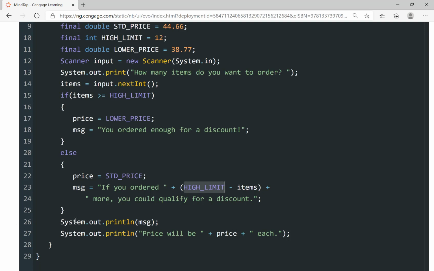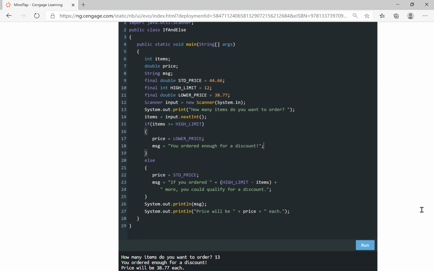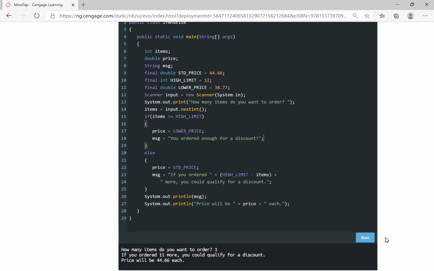And then 26, after we complete this else, it just continues on with the rest of the program. Line 26, it prints the message. It's either going to print this one or this one. It's either greater than or equal to 12 or not. So it's going to print one of the two messages, and the price will be and tell what the price came out to be. So let's run it one more time to prove it to you. So now if I run this code and put in 1, oh good, the price really will be $44.66. And if I order 11 more, I could qualify for the discount.